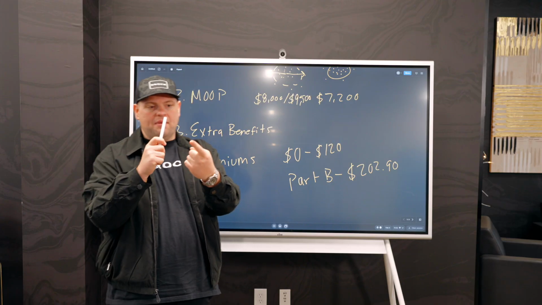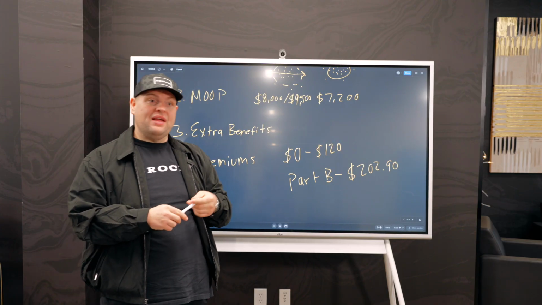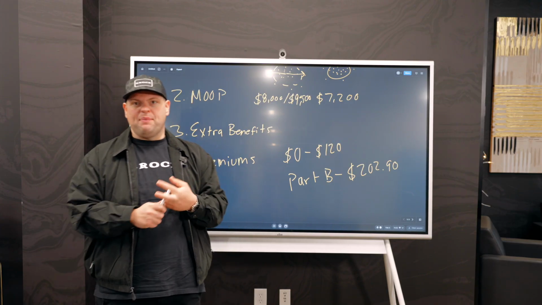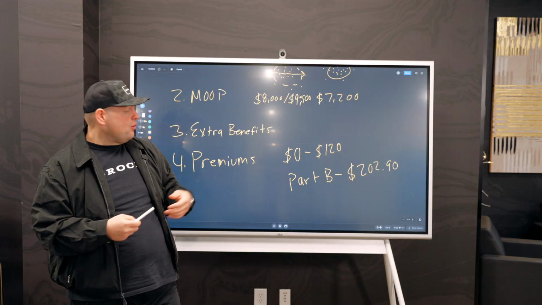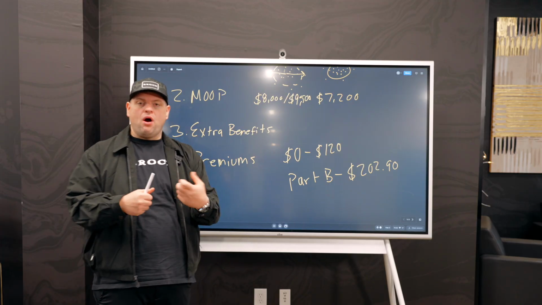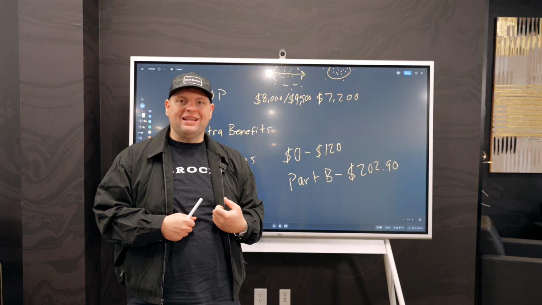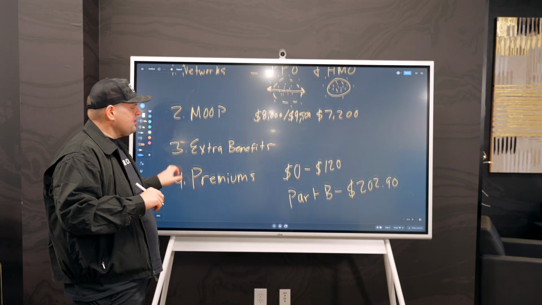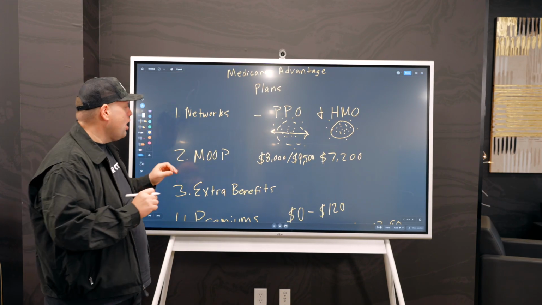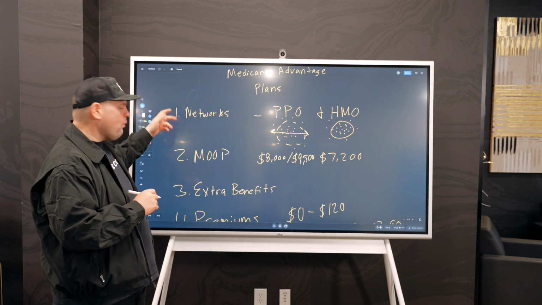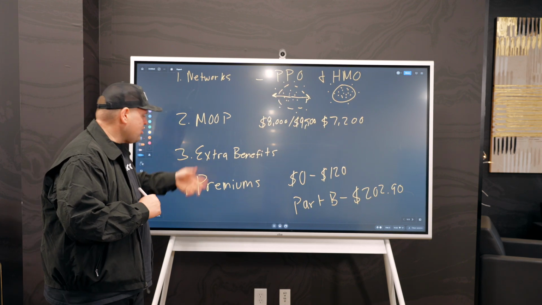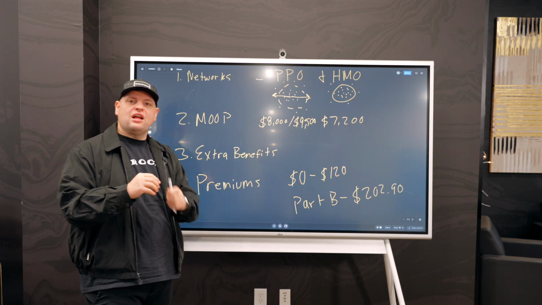Maybe I have Medicaid that'll take care of it. Maybe I do have some kind of an employer benefit that pays my Part B premium. Or maybe I do enroll into a Medicare Advantage plan that has a Part B giveback that would reimburse me most of that $202.90. So there you have it. These are the 4 things that you absolutely need to consider when shopping your Medicare Advantage plans: networks, maximum out of pockets, extra benefits, and premiums. I need to take a look at all those things.